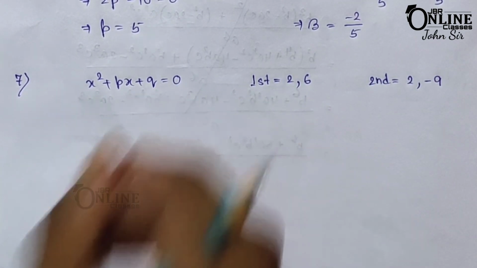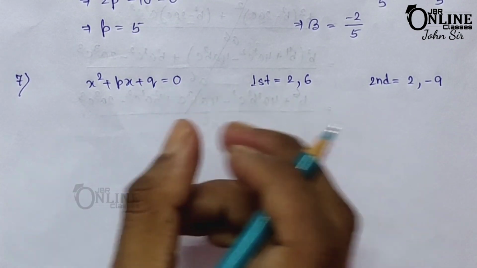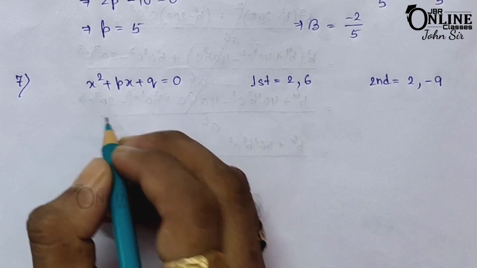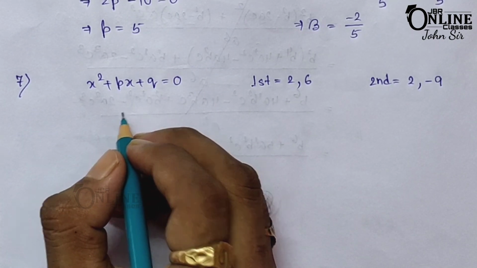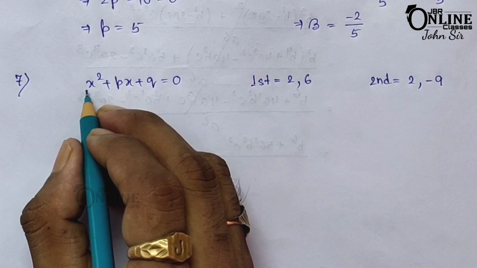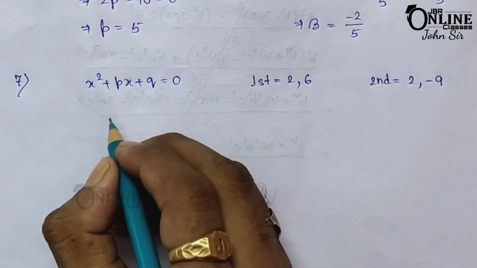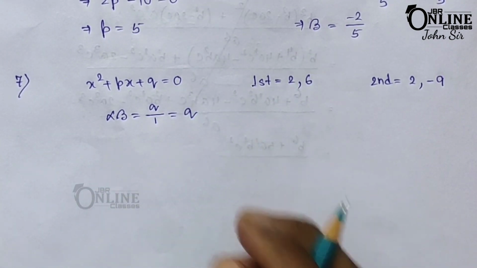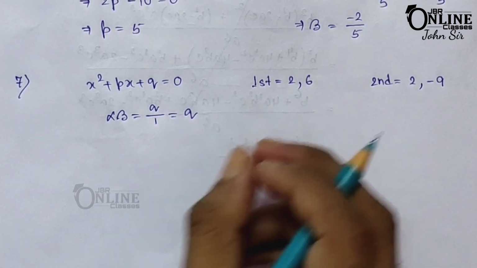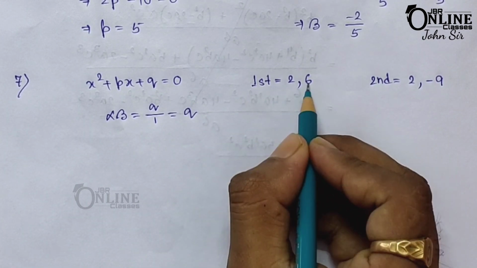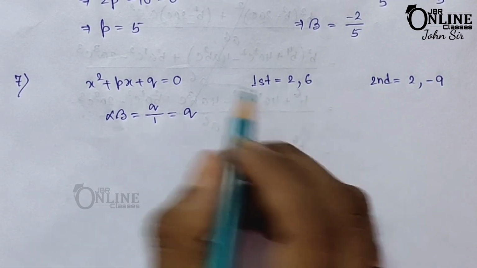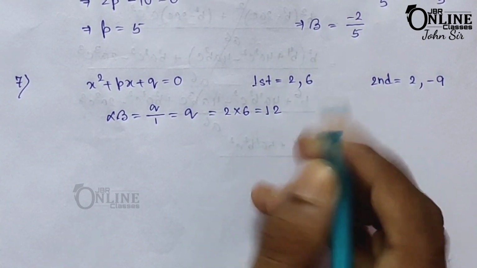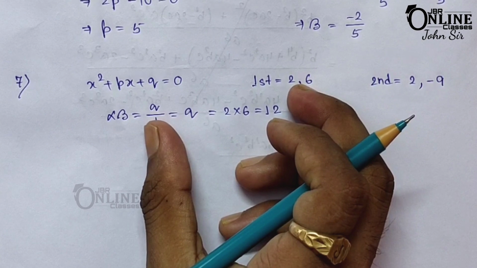So for the first candidate, the value of q will be right, and q will be the value of the product of two roots, because here a equals 1, that means the product of the two roots alpha into beta is q by 1, that means q. So as q is true for the first candidate, 2 into 6 is the product. So here the value of q will be 2 into 6 that equals 12.